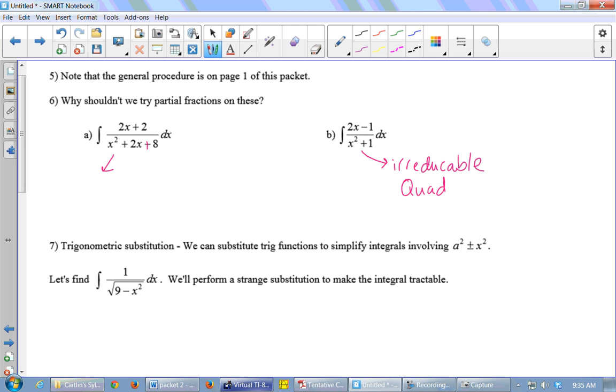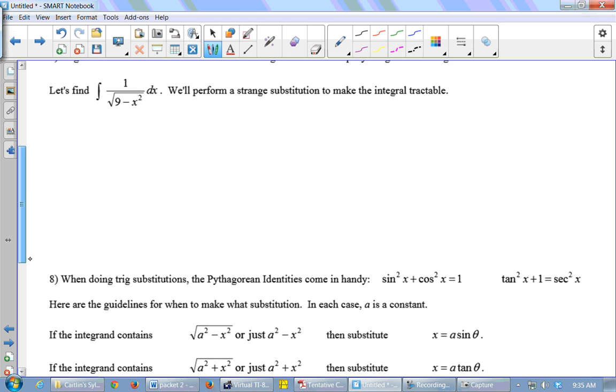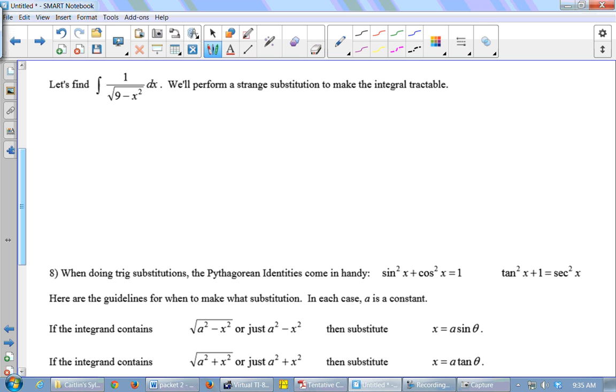So again, linear over irreducible quadratic. Partial fractions can't help me. So in a case like this, you use something called a trig substitution. When you have an integral that you want to simplify that involves an a squared plus or minus an x squared, you can make a trig substitution. So let's find the integral of 1 over radical 9 minus x squared.